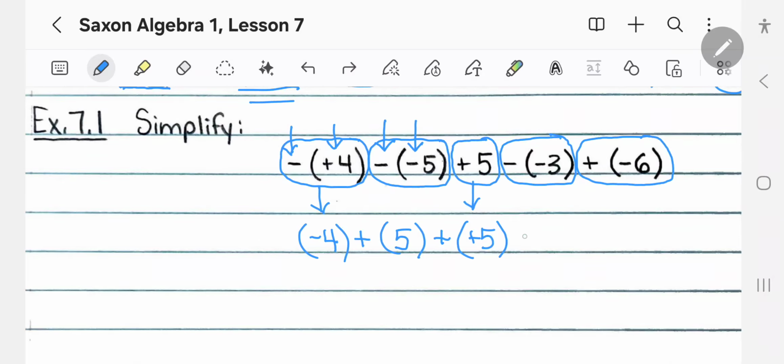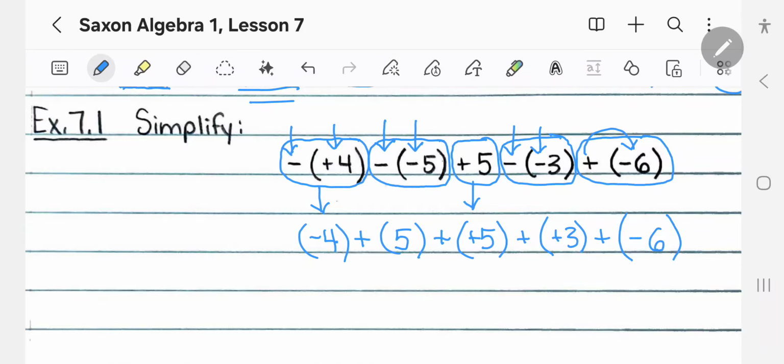Okay, and then I'm going to insert a plus, and then I'm going to think of this as the opposite of negative 3, which is positive 3. And then I'm going to insert a plus sign, and this is just adding a negative 6, right? So this is just a negative 6. I'm adding a negative 6.